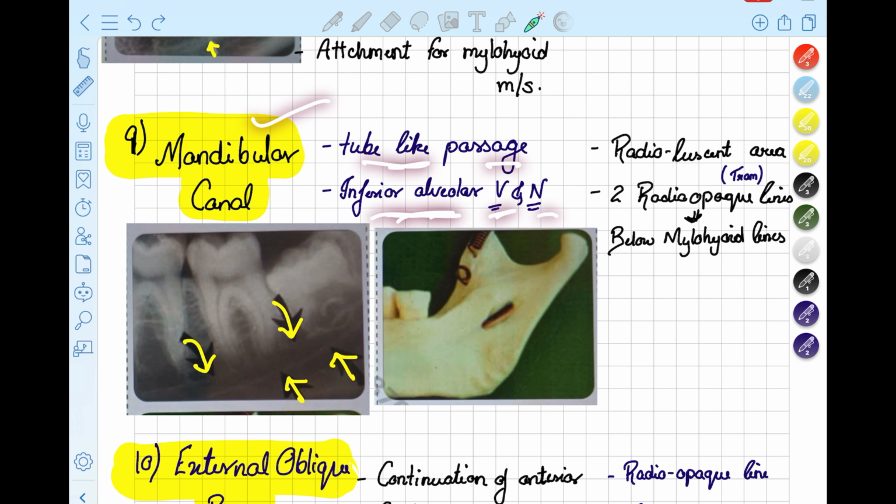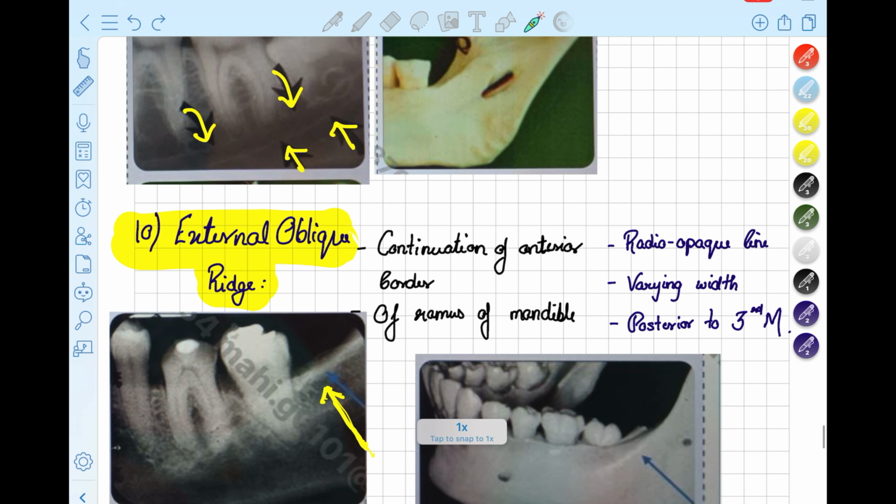It carries inferior alveolar nerves and vessels. What are the contents of the mandibular canal? Inferior alveolar nerves and vessels. On the radiograph, it appears radiolucent. The two lines which are running parallel are known as tramlines. They appear radiopaque below the mylohyoid lines.